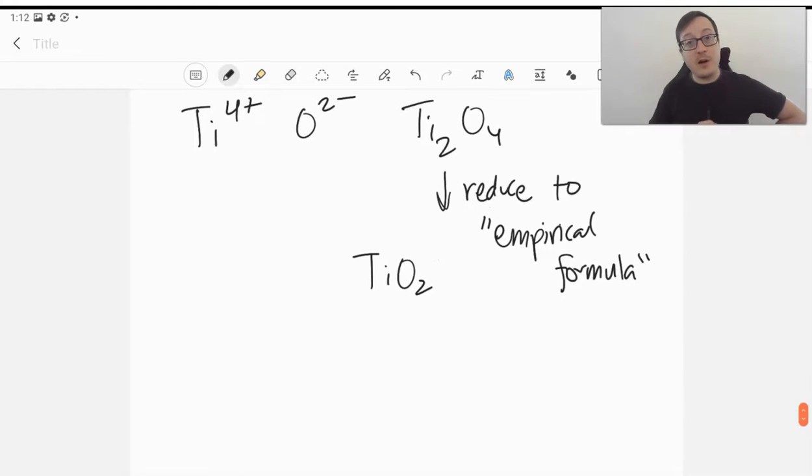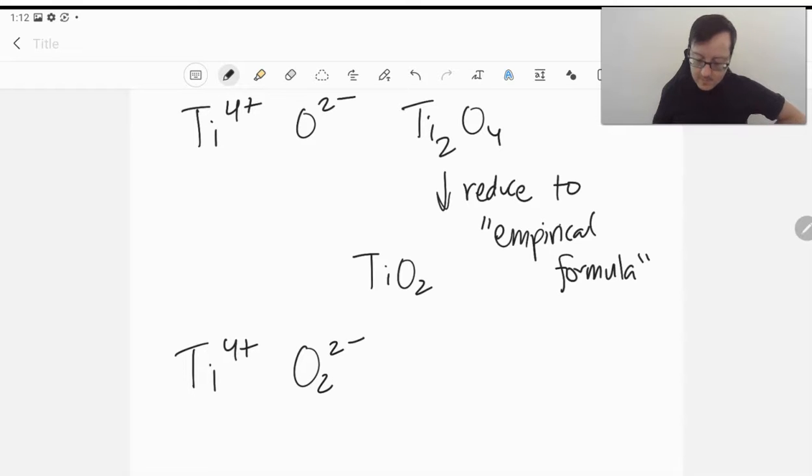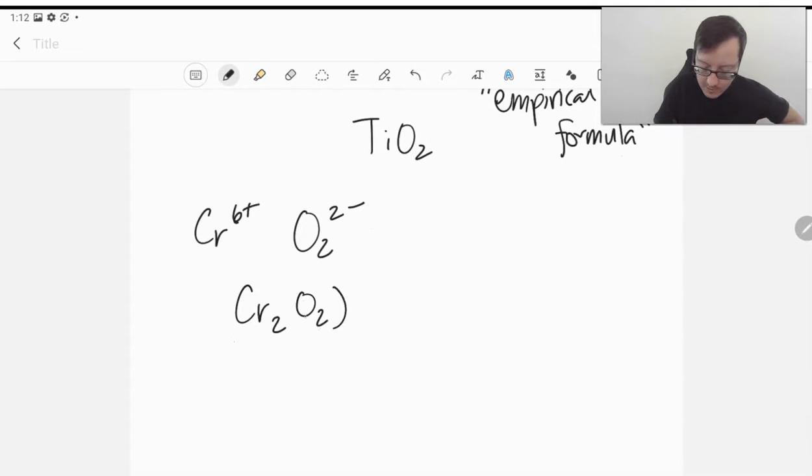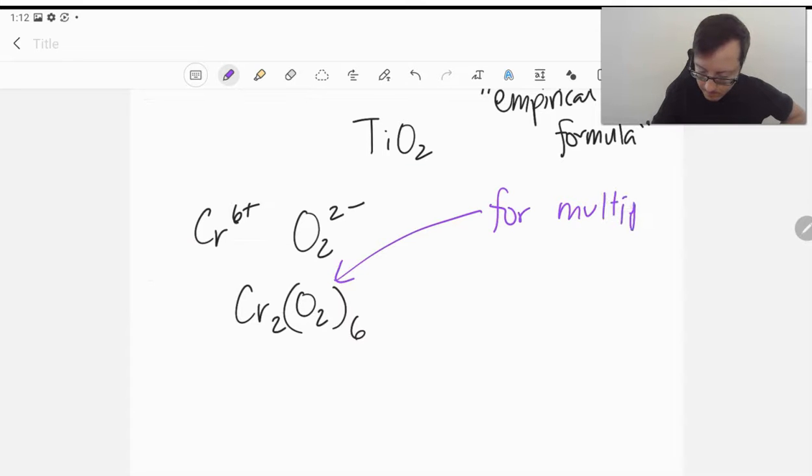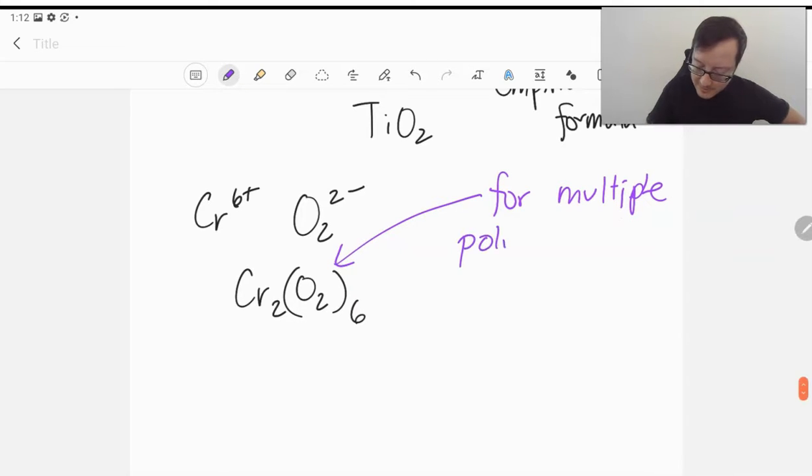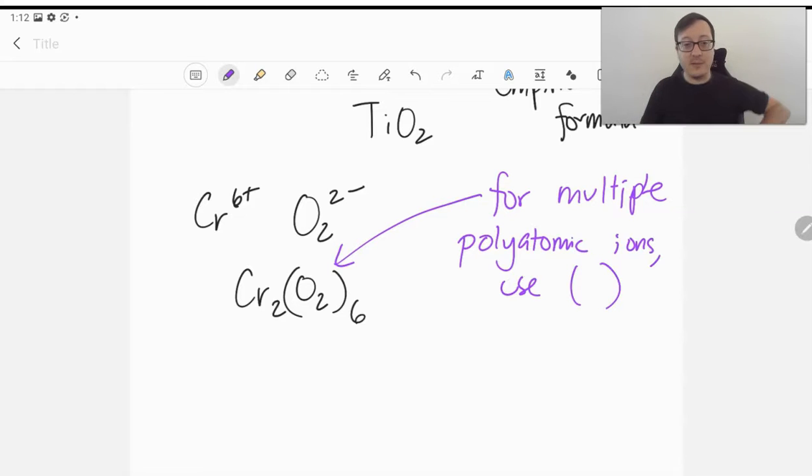All right, if we have multiple of a polyatomic ion, though, for example, say we have titanium and peroxide, let's not use titanium anymore, let's use, how about chromium 6? Why not? If we put those together, if we have multiple of a polyatomic ion, we need to put parentheses. Otherwise, we're going to have O26, which is not true. That's too many oxygens. For multiple polyatomic ions, use parentheses to enclose your polyatomic ion.